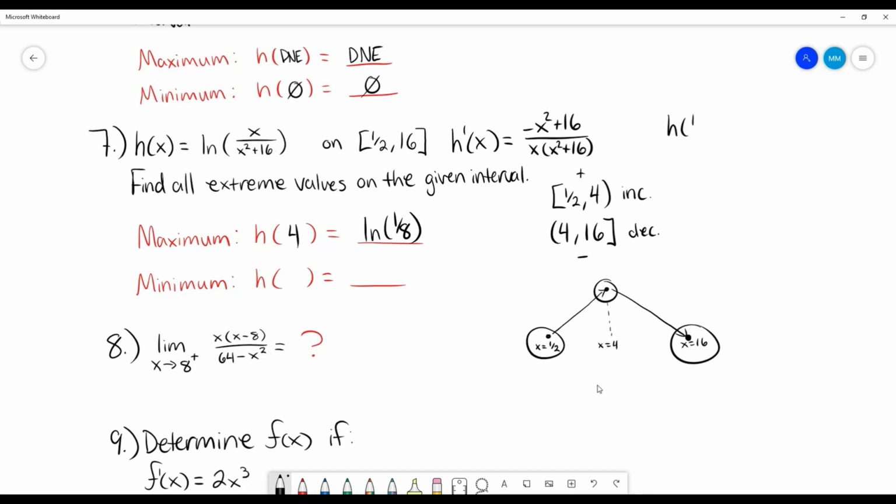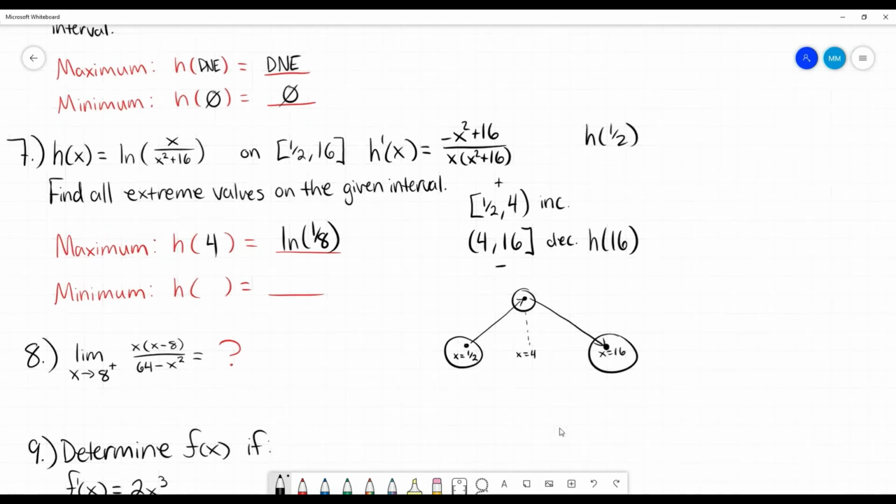So I'm going to have to plug in h of 1/2 as well as h of 16 and see what I get. Let's start with h of 1/2. It's going to be natural log of 1/2 over 1/4 plus 16, which is natural log of 1 over 2 times 16 and 1/4, or natural log of 1 over 32.5. Which is a little confusing to read, but I'm just going to leave it like that for now.